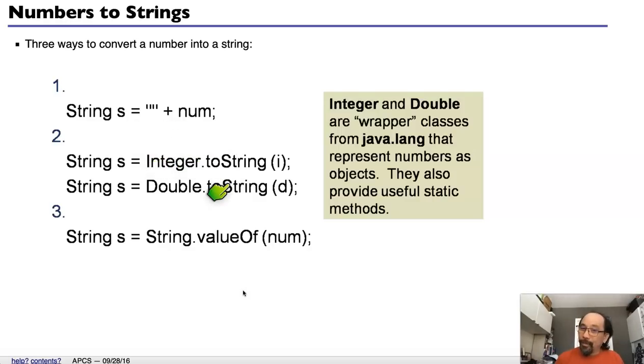There are methods that do it for you. There's a toString method within the Integer wrapper class, as well as the Double wrapper class. So this is an alternative way of turning an integer into a string or a double into a string. And we have a third way, which is a valueOf method within the String class that can take a variety of different numbers and create a string for you as well. So all sorts of different ways. I might just go with number one.